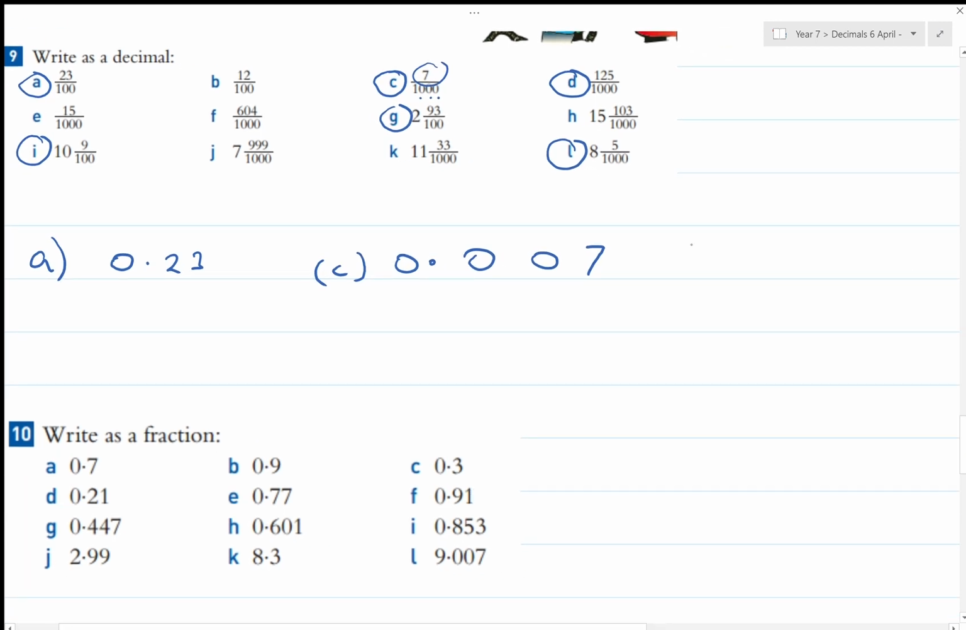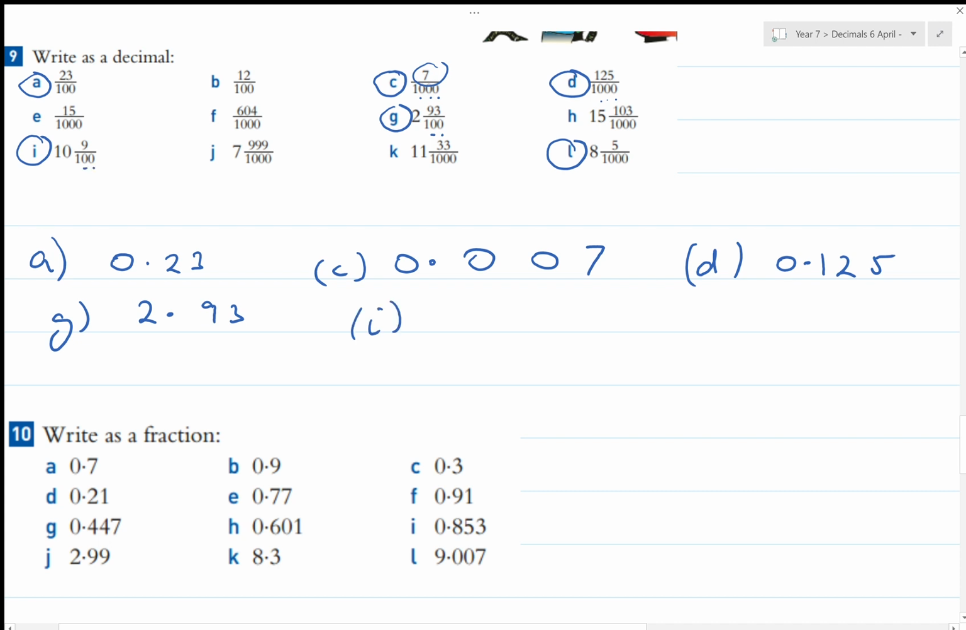So for the next one, there are 3 zeros. So there are 3 decimal points. But I've got 3 digits on the top, 125. So I'm good. 2 decimal points, 2 numbers on top, but there's 2 holes as well. So I put the holes in front of the decimal point.